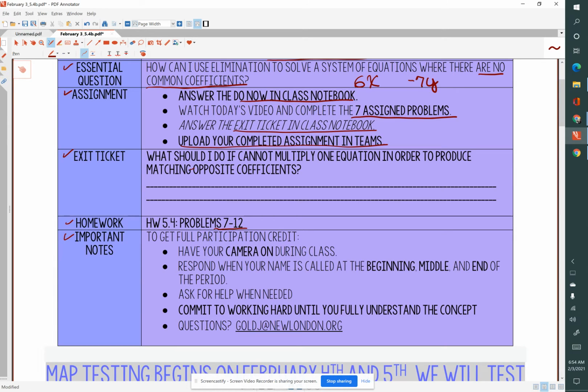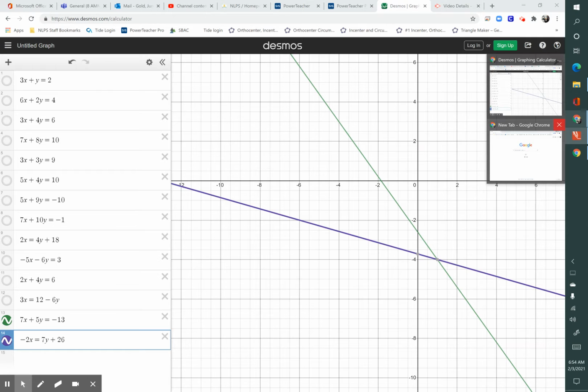And remember, full participation credit means our camera is on. Respond when your name is called at the beginning, middle, and end of the period. Ask for help when needed. Commit to working hard until you fully understand the concept, and write to me with your questions.